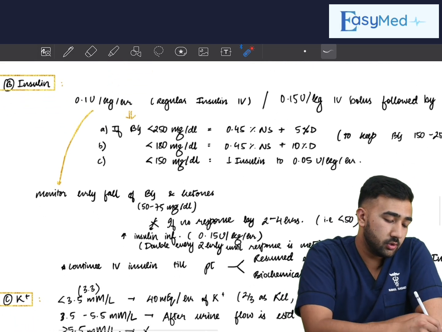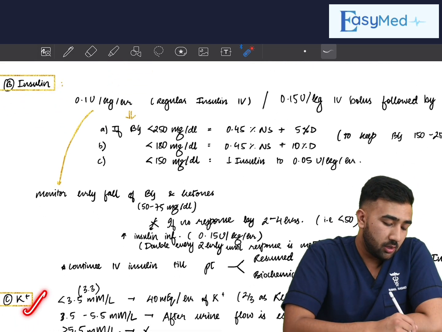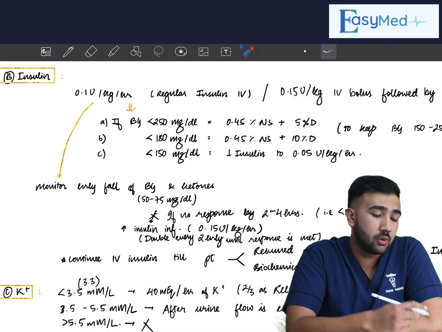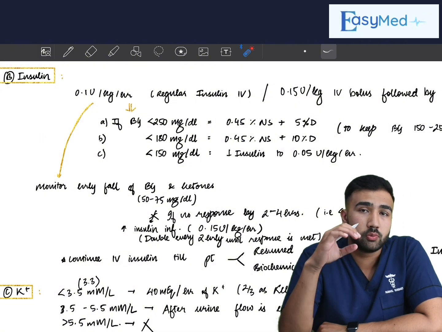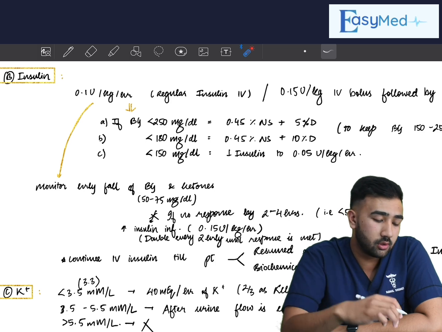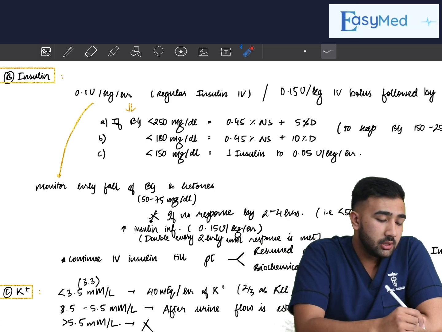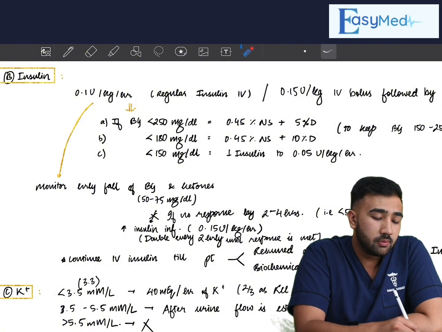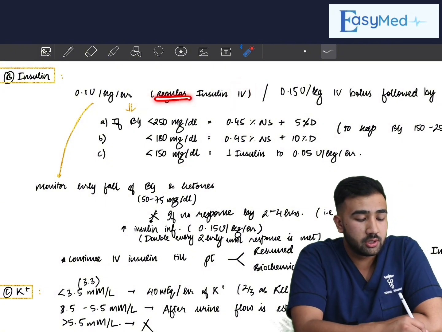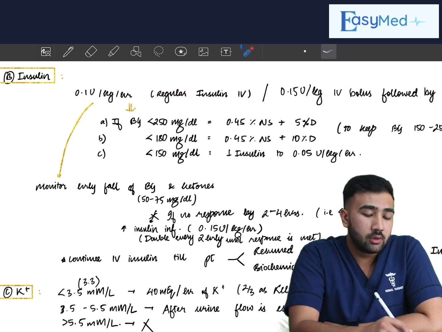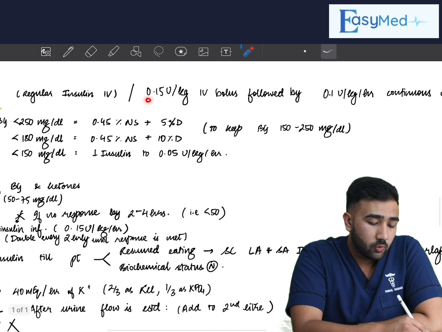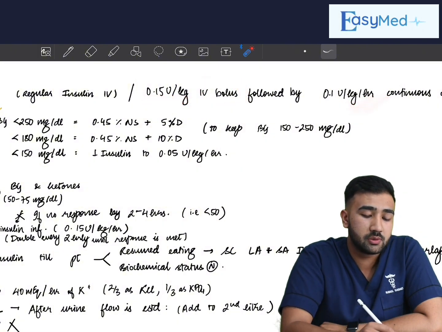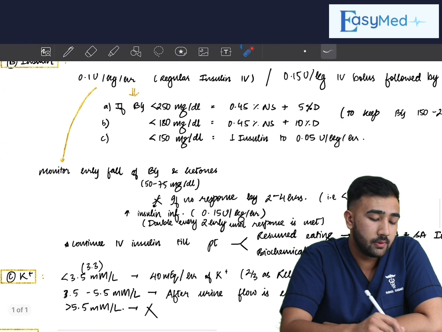Next, after fluid, the most important part is the insulin and potassium. We will talk about insulin and potassium one by one, but when we do it clinically, we have to look at both insulin and potassium simultaneously and follow it. Insulin we give as 0.1 unit per kg per hour regular insulin, because we have to give IV, and regular insulin is the one which is given IV. Or now we can give 0.15 unit per kg IV bolus, then 0.1 unit per kg per hour infusion.